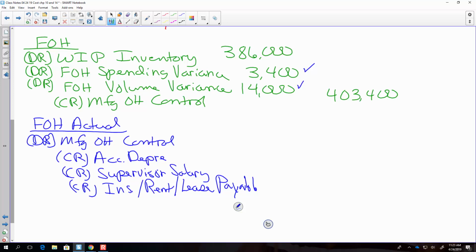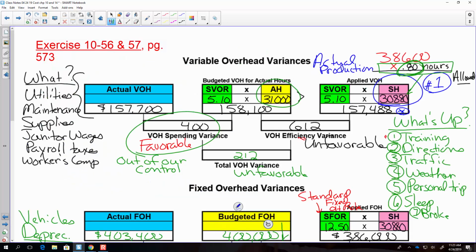Now in the appendix, they don't show any of these two journal entries. So you will not be tested on journal entries. But my main focus by doing this is I want you to understand why I have the word applied up there. Because again, that applied amount is what's going into work in process inventory. And that's how we analyze the planned amount versus the actual amount to see where we're wrong, where we're having trouble, and how to fix that problem.